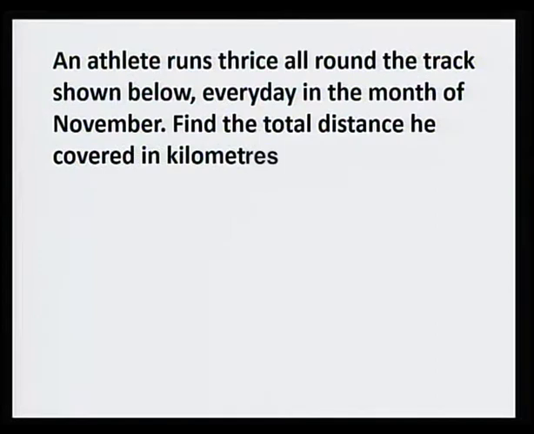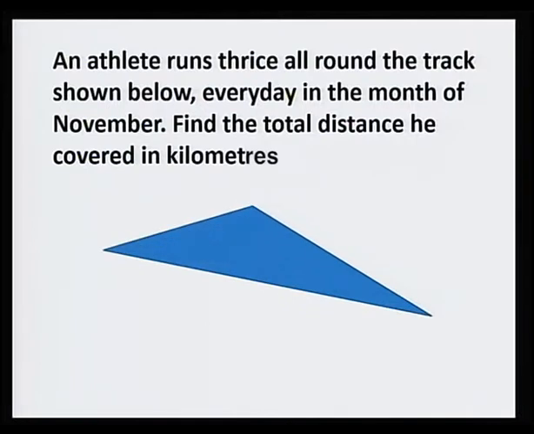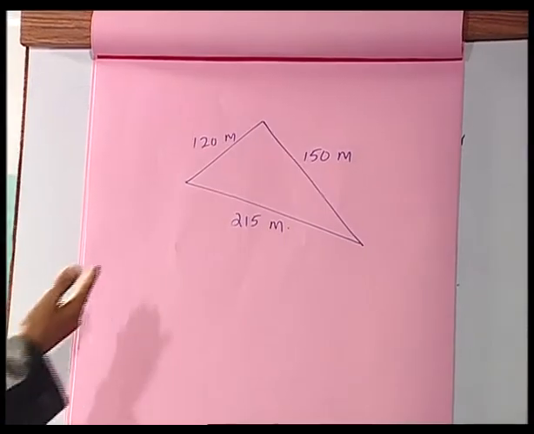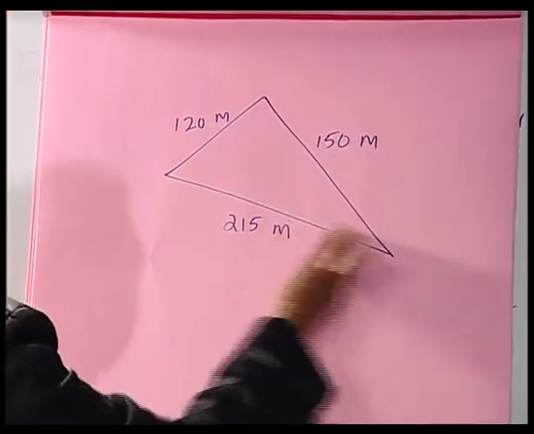Now, let's look at a second example. An athlete runs thrice all around the track shown below every day in the month of November. Find the distance he covered in kilometers. So this is a track. The track has dimensions 120 meters, 150 meters, and 215 meters. In the question, it is said that the athlete ran thrice all around the track. So here is the track. So the athlete will run all around this track.